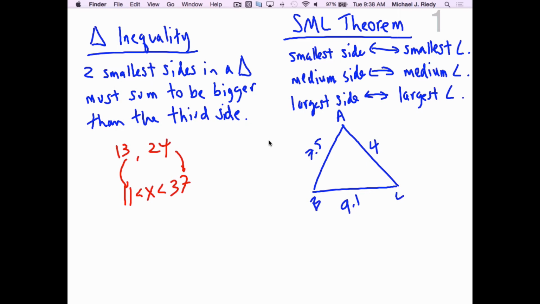Be careful in a problem like this example. I will ask you a couple different things. I might ask you which angle is the largest. I might ask you which angle is the smallest. I might ask you to list the angles from smallest to largest, or from largest to smallest. In this particular instance, let's list the angles from largest to smallest.